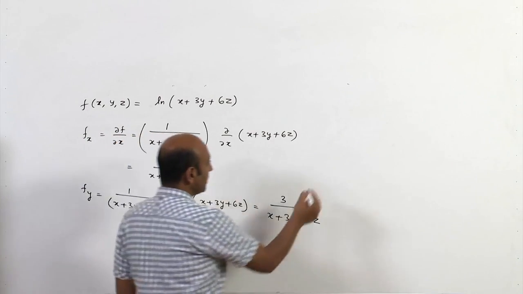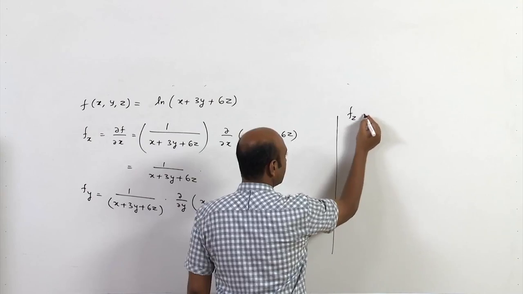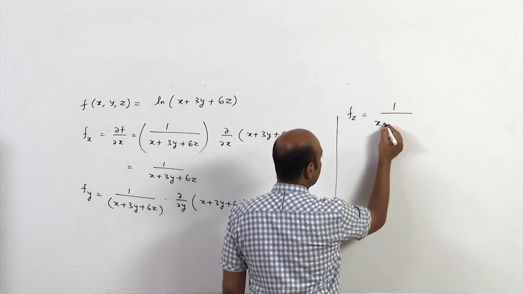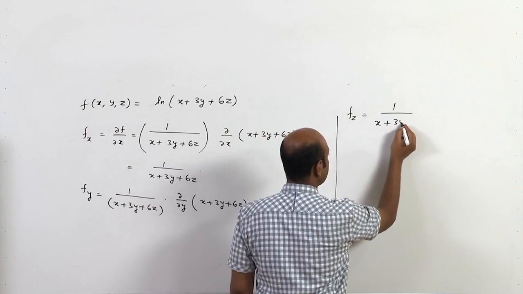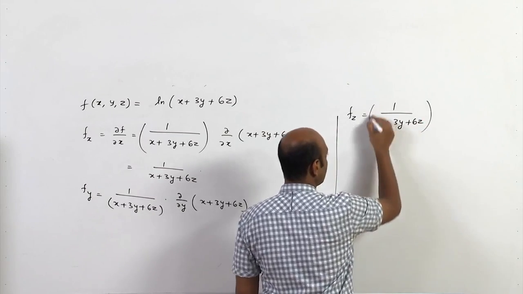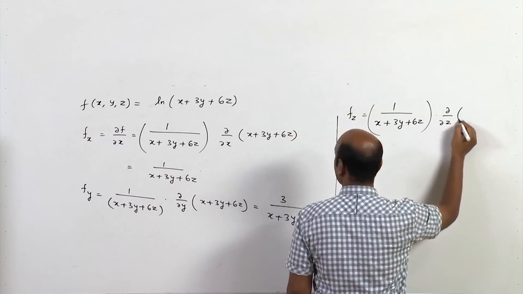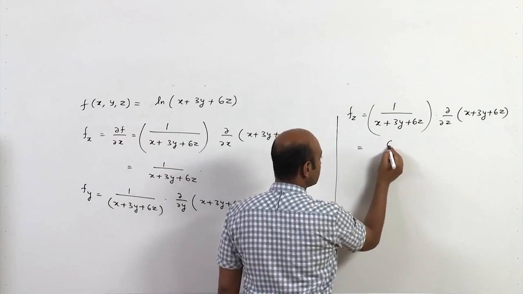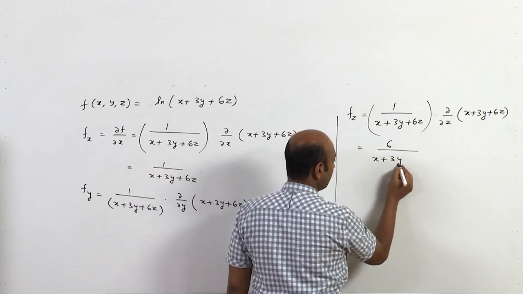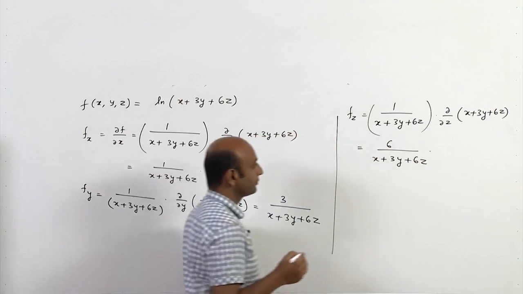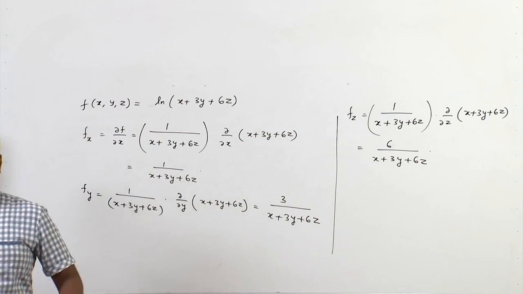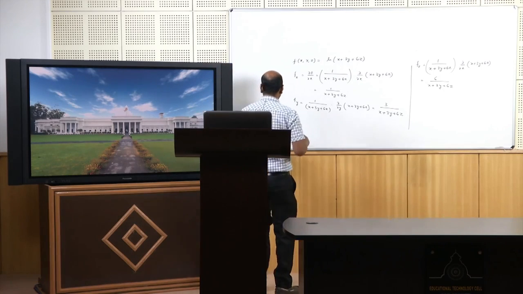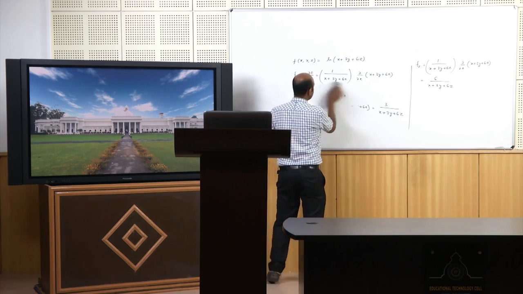Similarly, if you want to compute f_z, it is again log t, the derivative of log t is 1 upon t, it is 1 upon x plus 3y plus 6z into del by del z of x plus 3y plus 6z, which is 6 upon x plus 3y plus 6z. Okay. So, this is how we can find del f upon del x, del f upon del y, or del f upon del z. Let us try one more problem based on this, so things will be more clear.